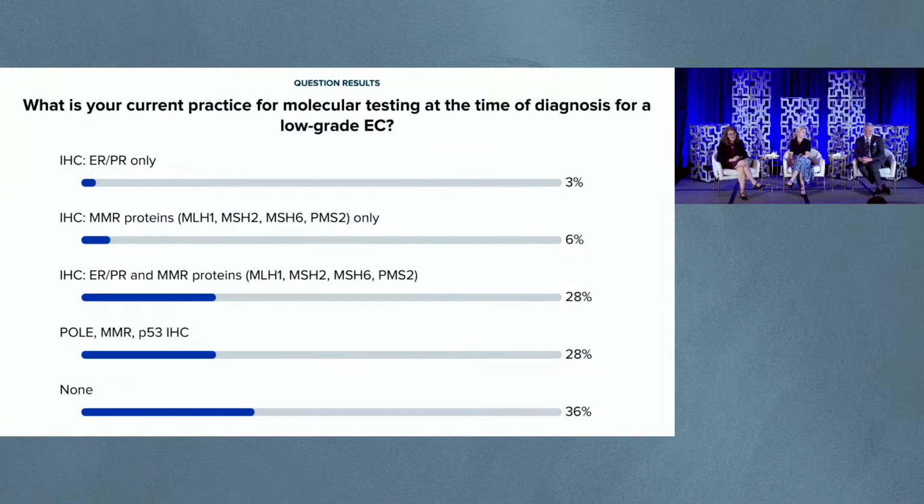Okay, so it looks like there's a third of the group that doesn't do any testing, which I think hopefully we can convince you to do otherwise after our talk tonight. And then it's kind of broken down. So some just ER, PR, 6% looking at mismatch repair proteins only, and then the remainder looking at some combination of other testing.